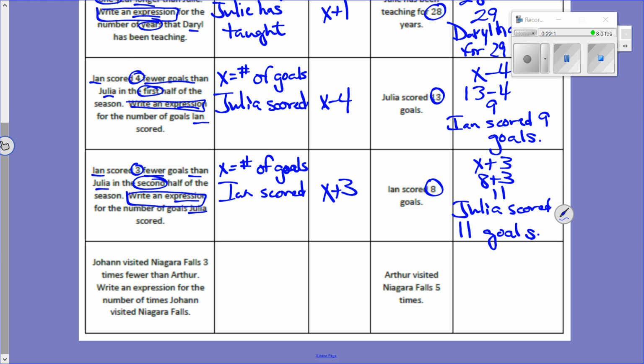Good deal. Last one. Johan visited Niagara Falls 3 times fewer than Arthur. Write an expression for the number of times that Johan visited. So if I'm looking for Johan, I don't know what? The number of times Arthur saw Niagara Falls. Good. So X is the number of times Arthur visited Niagara Falls.